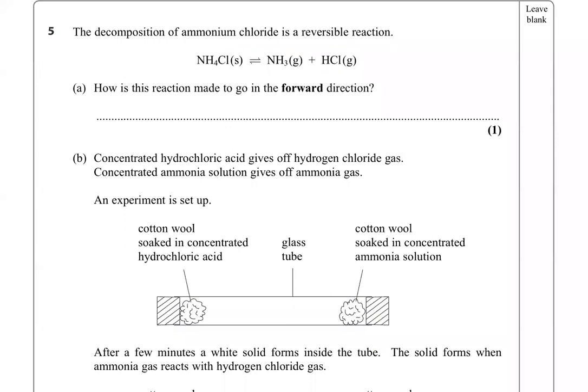How is this reaction made to go in the forward direction؟ يعني ازاي اخلي الامونيوم كلورايد تتكسر يحصل لها breaking down into ammonia and hydrogen chloride؟ by heating. اسخنه. يبقى هنا heat الامونيوم كلورايد. طيب question B.